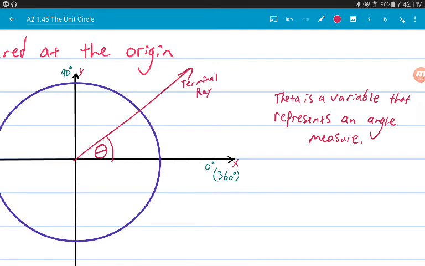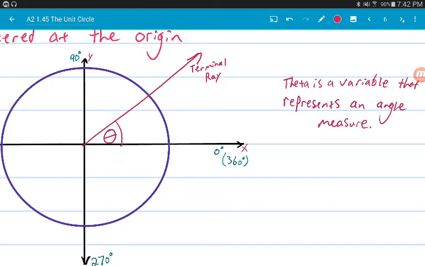So let's recap so far. You have an x and a y axes. You draw the unit circle on them. The unit circle has a radius of 1. The center is at the origin. That's the point 0, 0. Okay? Now, if you're given an angle, you draw a terminal ray that represents that angle. The angle goes inside, and we call that theta, because I don't know what it is. It's representative of any angle.